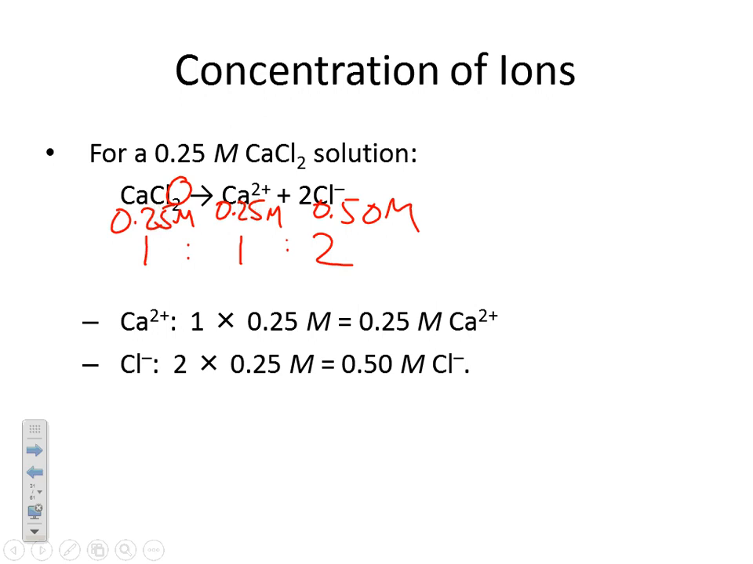So basically the really big point. Our concentrations of ions are 100% based on our stoichiometric coefficients, because molarity is moles per liter. If liters are staying unchanged, then there's a direct relationship between molarity and moles, and we can use that to work out concentrations of ions.